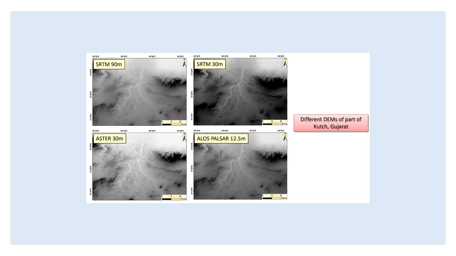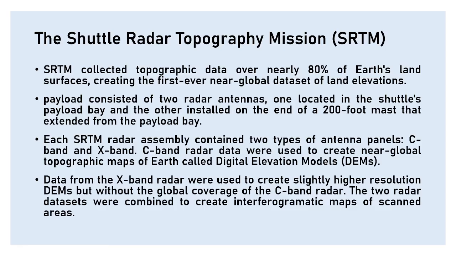So here you can see a terrain with multiple spatial resolutions, like DEM models of the same area. This is from different DEMs of a part of Kutch, Gujarat, same area but different DEMs. So here you have the SRTM. Okay, I forgot to discuss the SRTM. So the Shuttle Radar Topography Mission, that is the SRTM, collected topographic data over nearly 80% of the Earth's land surface, which is almost all the major portion. So that is the first ever near-global dataset of land elevations.